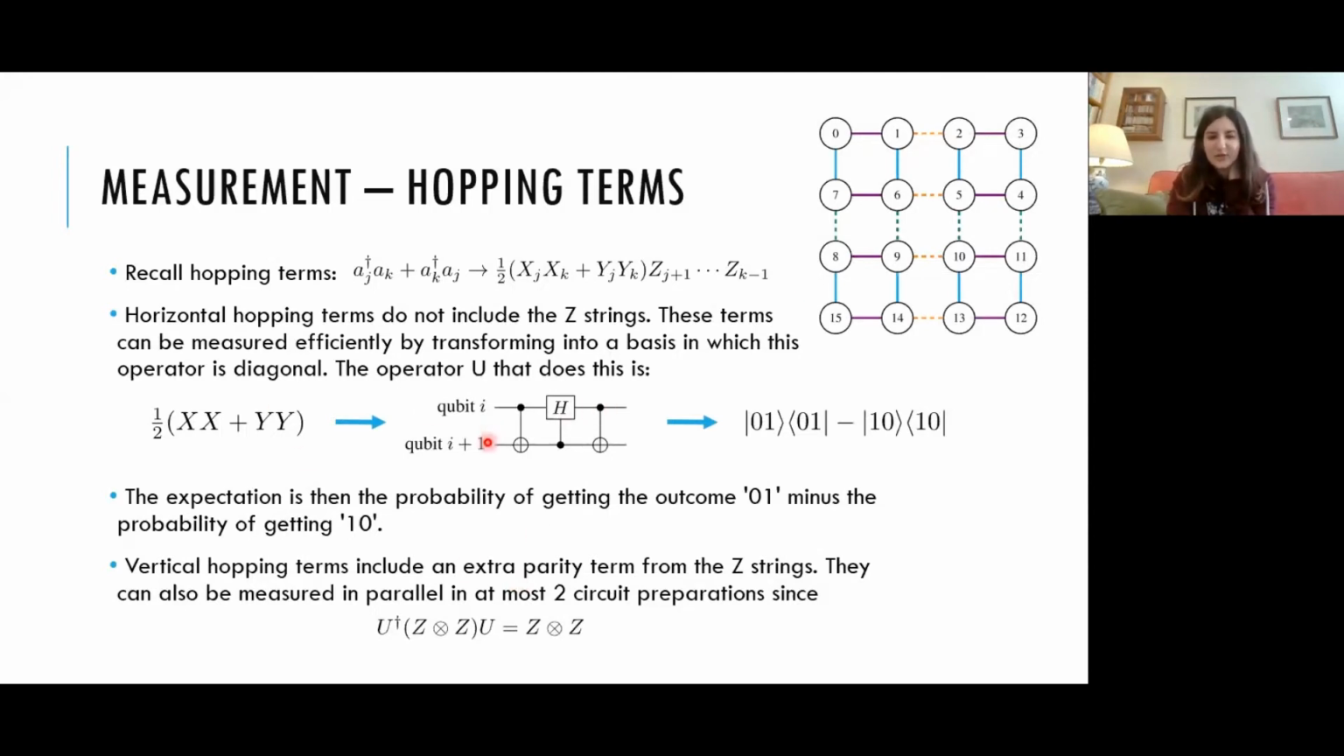This operator U has the property that it preserves Z tensor Z. So we can apply U to all of these vertical terms here. And what this means is that you can collect statistics for this XX plus YY term, and you can also collect statistics for measuring Z tensor Z. So by applying U just to these, you can get this expectation, get that one, and get that one, and that one. Any questions?